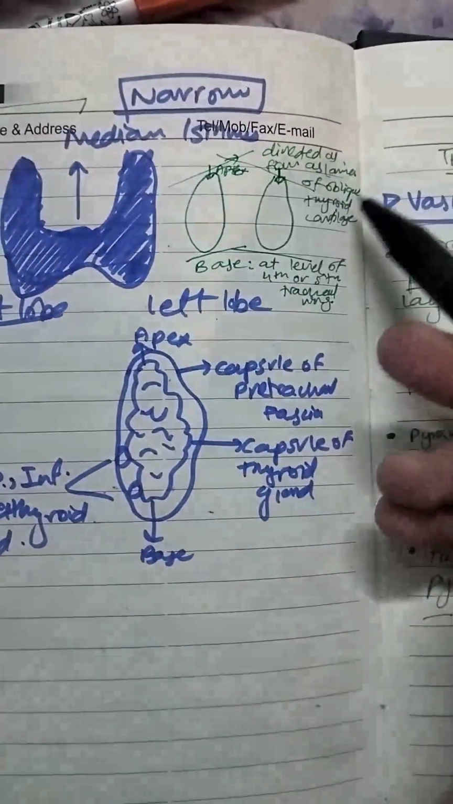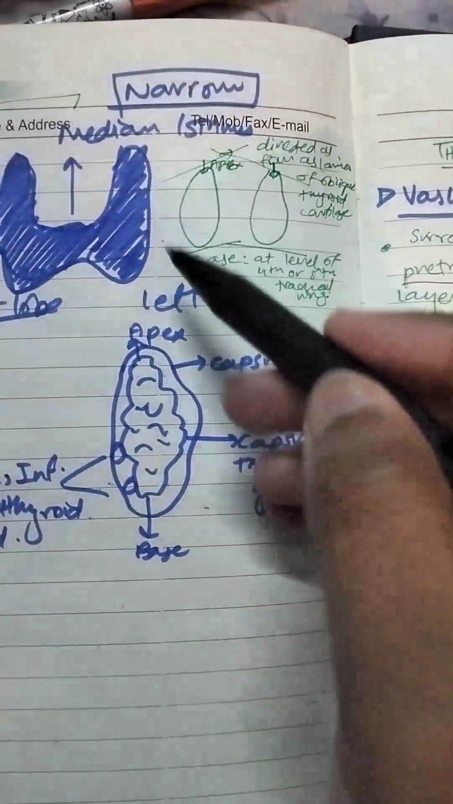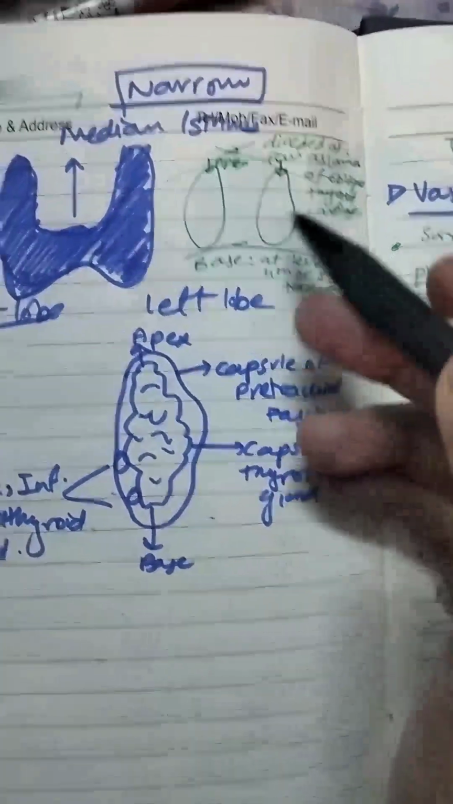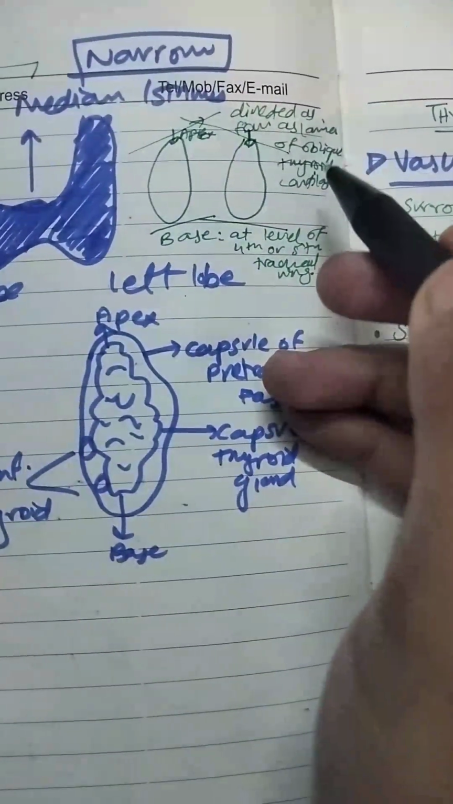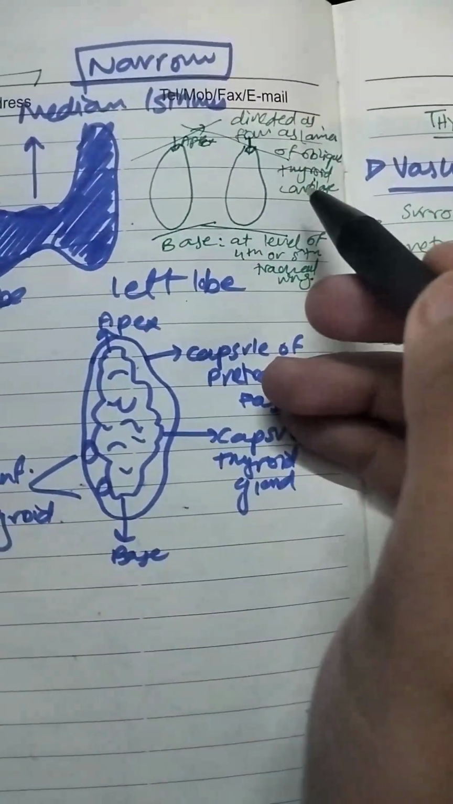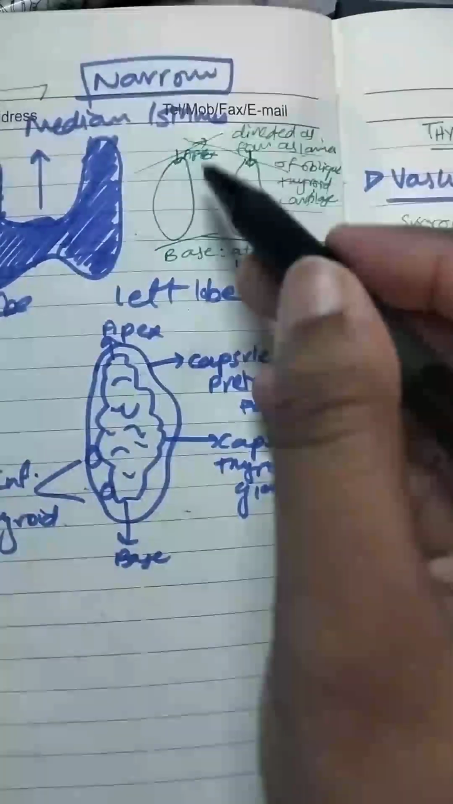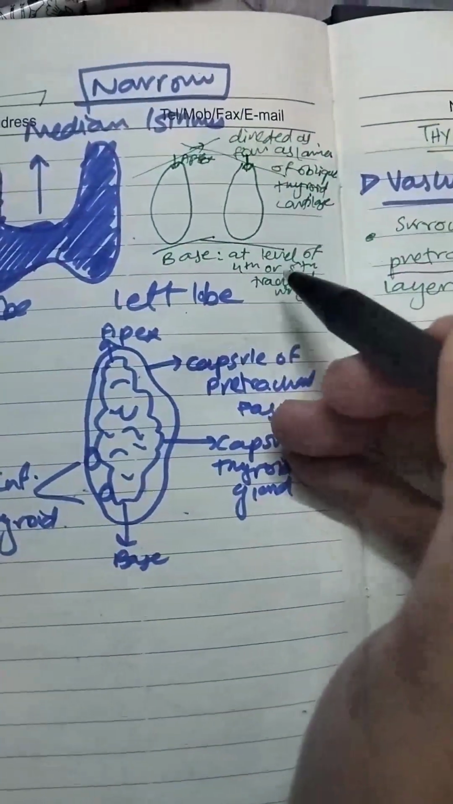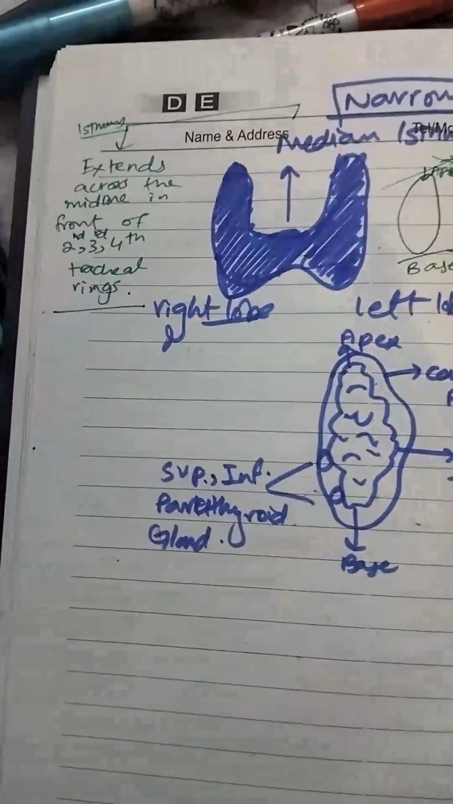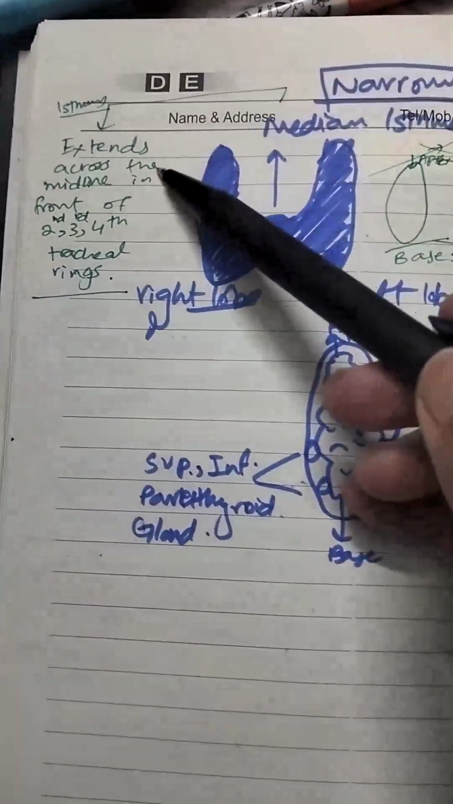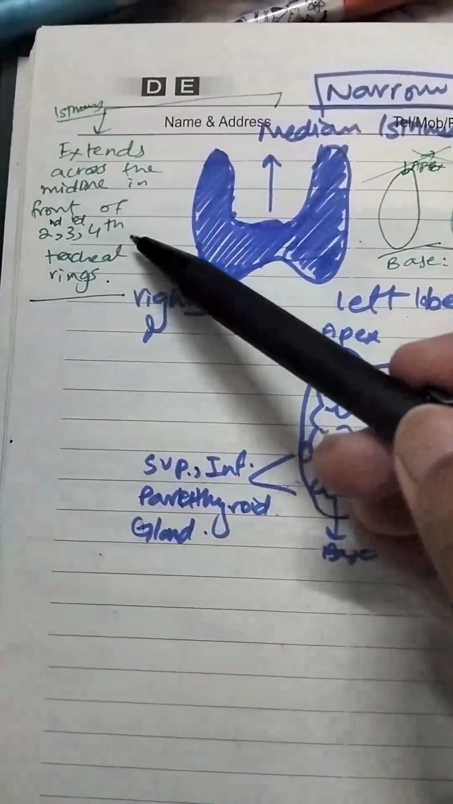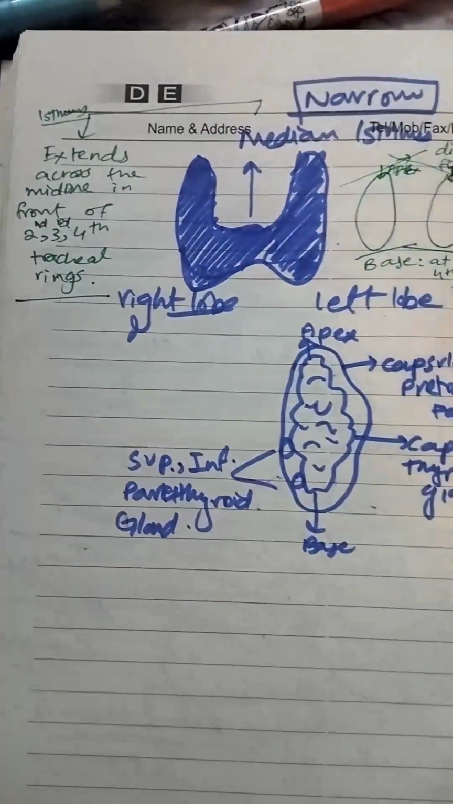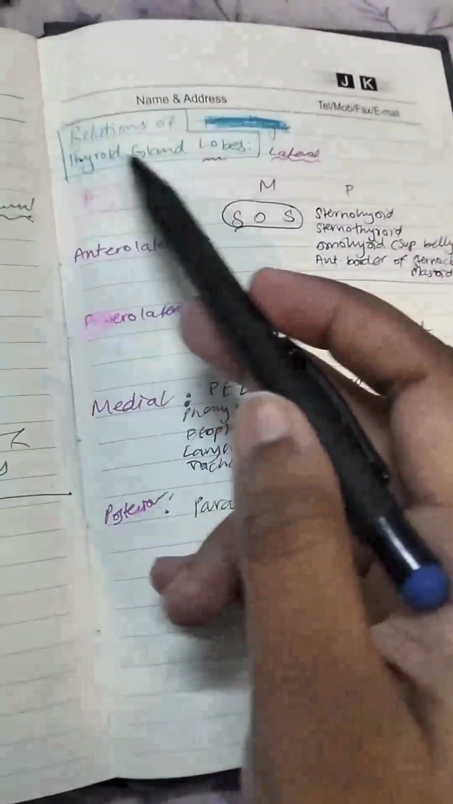The right and left lobes of the thyroid gland are pear-shaped and they have an apex which is directed as far as the oblique line of the lamina of the thyroid cartilage. There's also a base which is at the level of the fourth or fifth tracheal ring. The isthmus is going to extend across the midline in front of the second, third, and fourth tracheal rings.